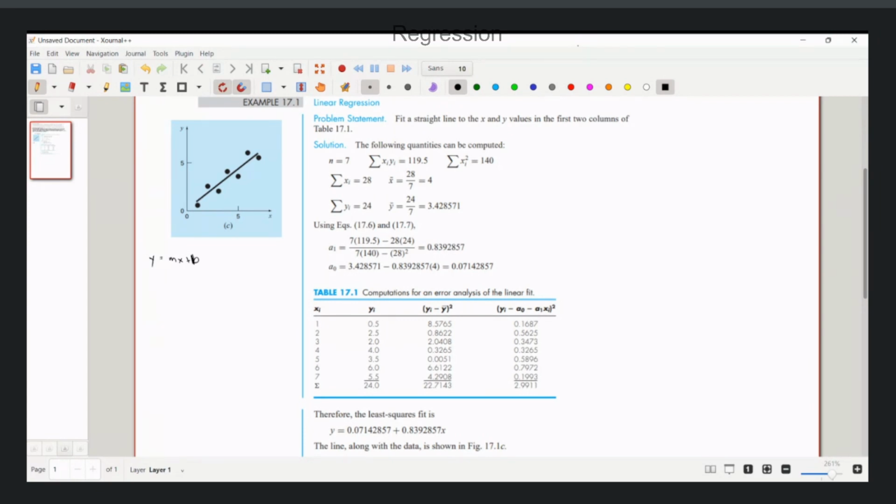Where our y is a1x plus a0. Okay. Now we need to find our a1. In order for us to find our a1, remember the formula of our a1.